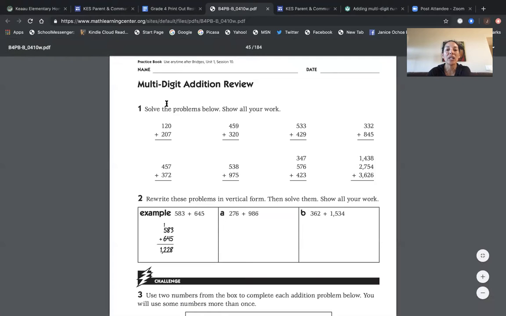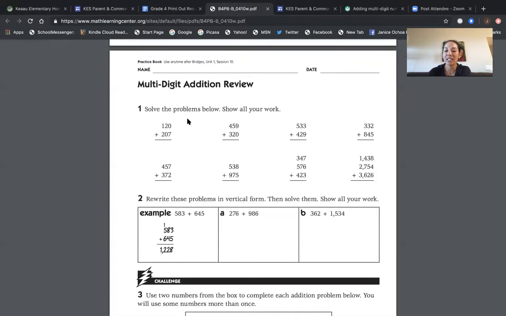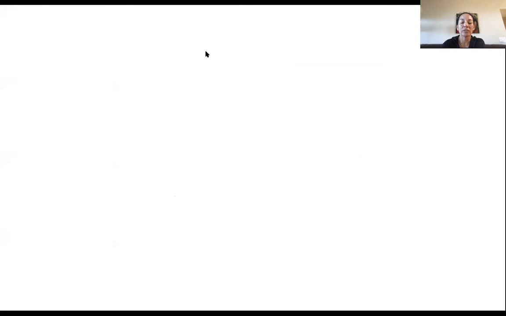So here we go. Let's do the first one together. 120 plus 207. So right now, you can begin working on it. Go ahead, 120 plus 207. And I'm going to go to my whiteboard right now.